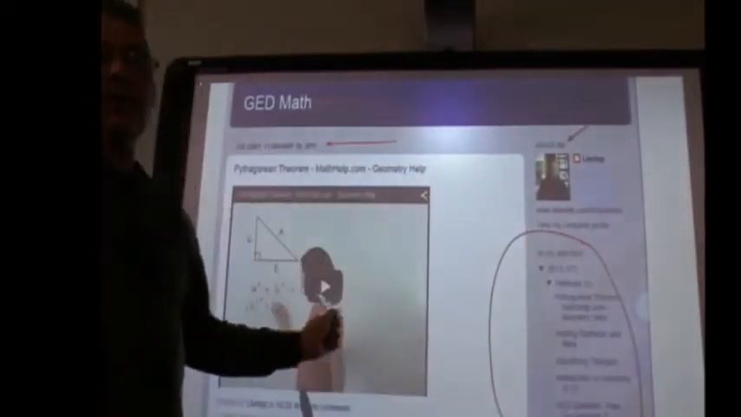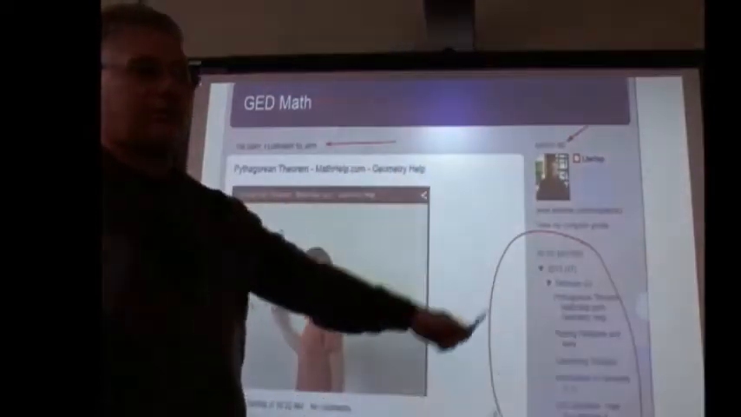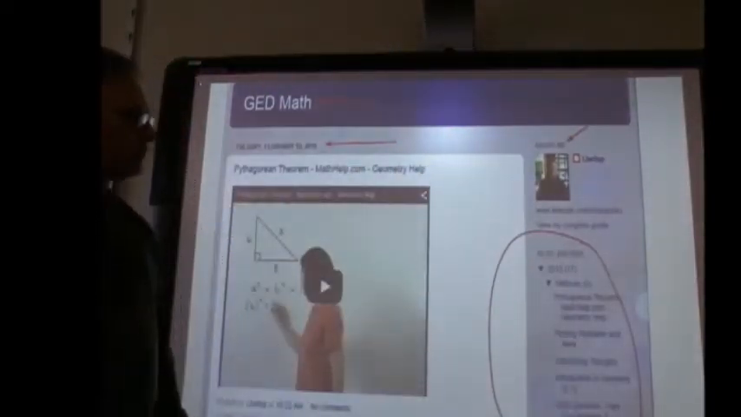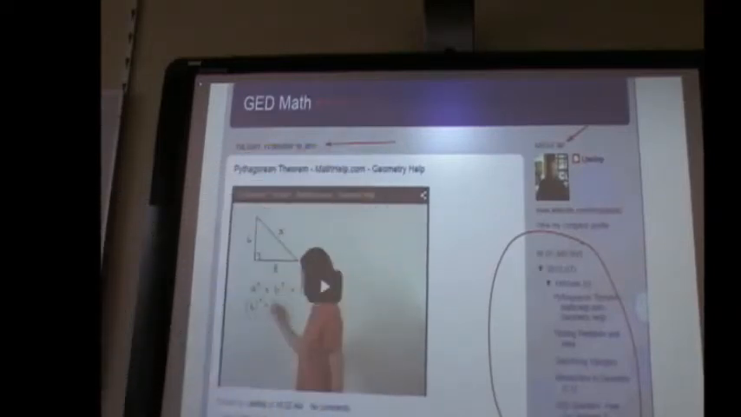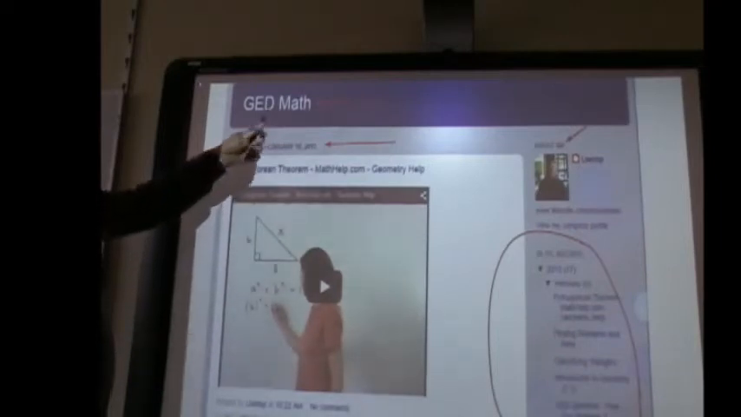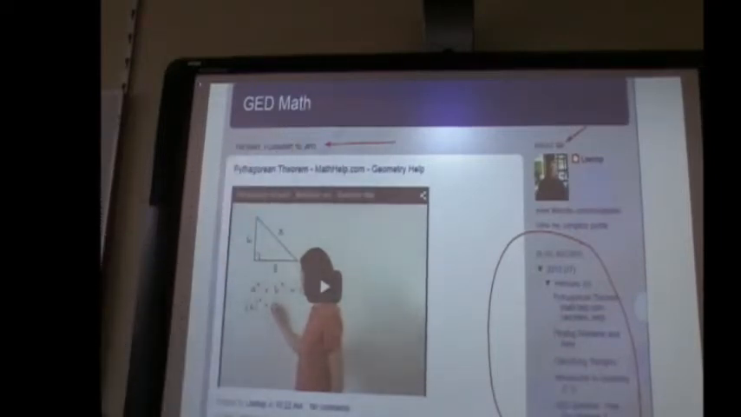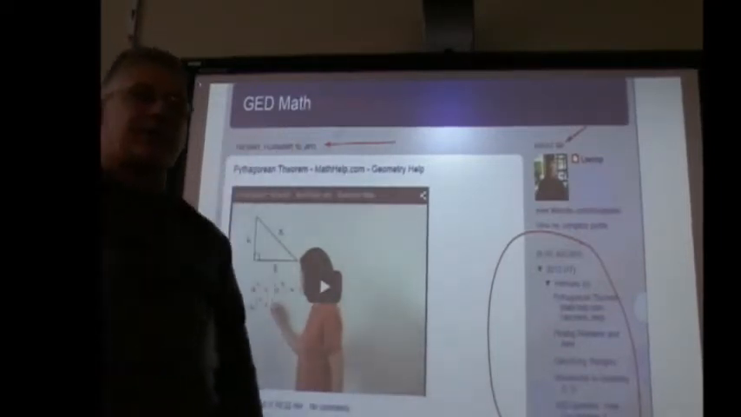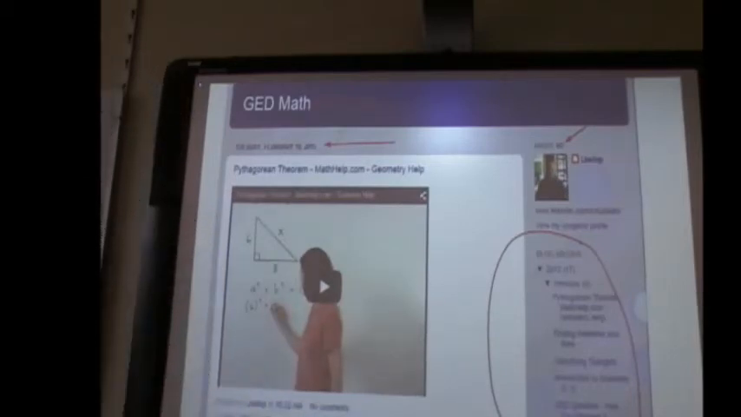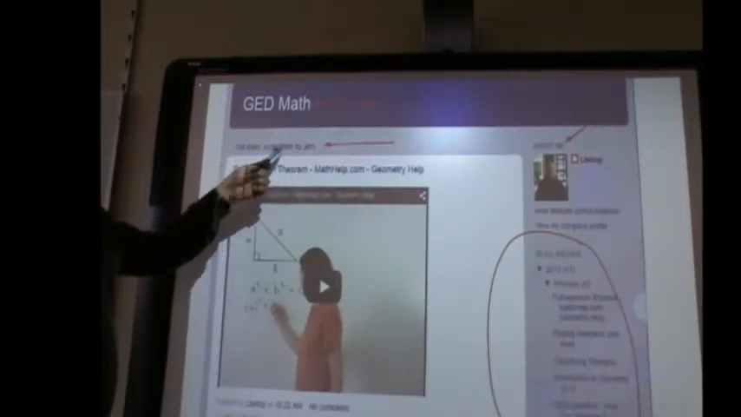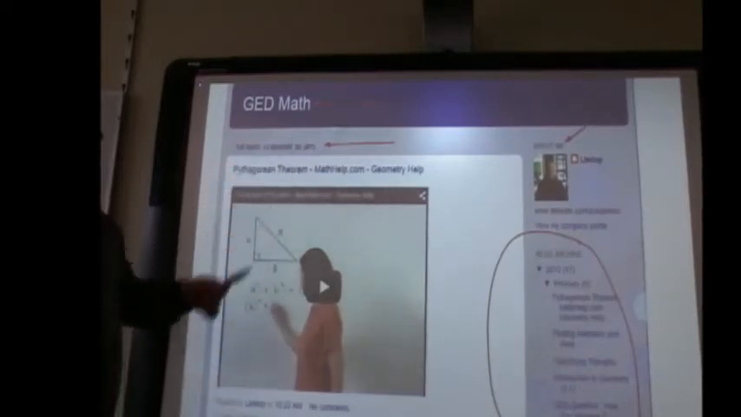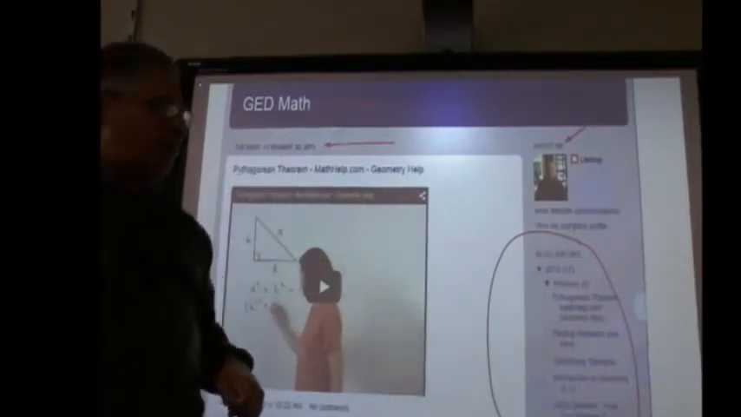Okay, this is one of the blogs that I administer right now. This is about math for students, and I just put some arrows in some of the areas that I want to talk about a little bit more. The blog is about math for students who are taking the GED, or they are planning to take the GED test. The blog shows the day that the post was submitted to the blog.